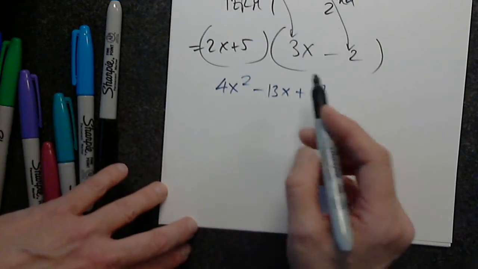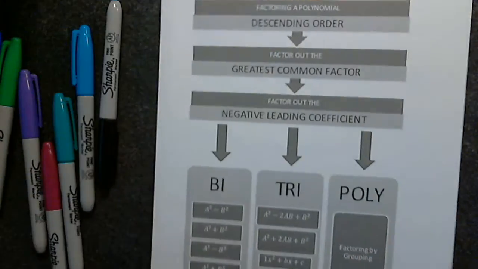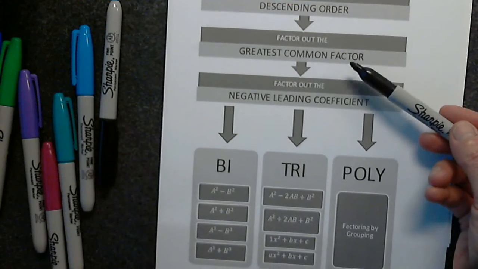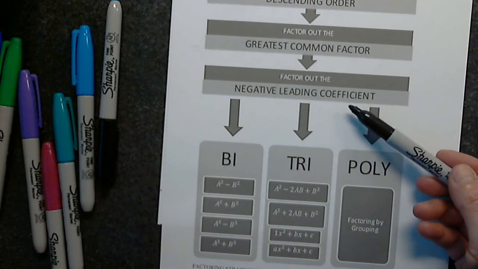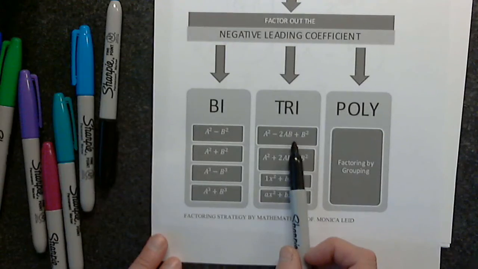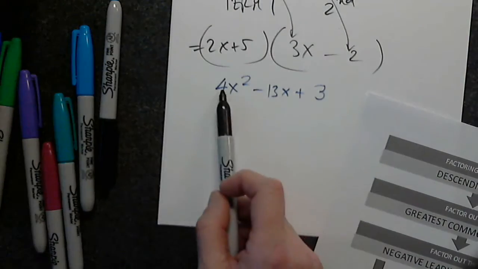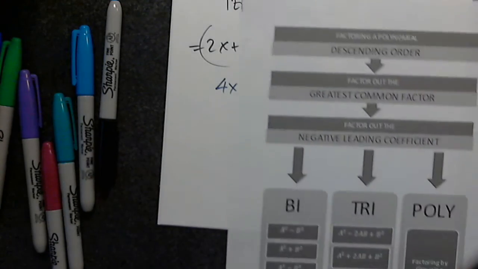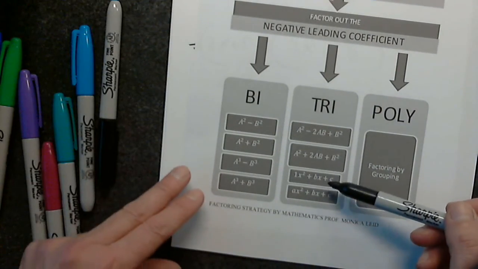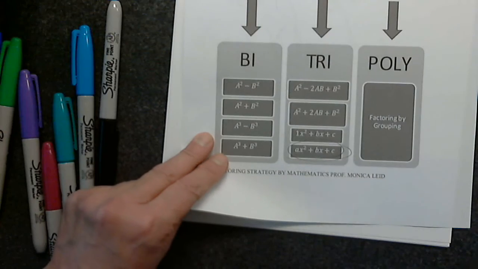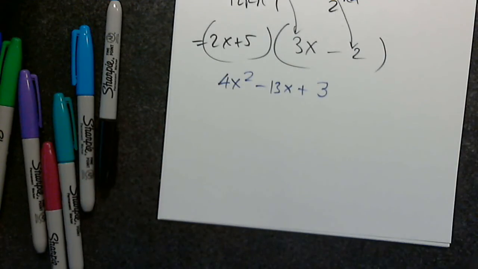I'm happy. So we realize that it's a trinomial. It's in descending order already. No greatest common factor, no negative leading coefficient. This doesn't work because these are not perfect squares. This is a perfect square, but this is not. This doesn't work because the leading coefficient is not 1. This is the final chance. Nothing else is possible here.